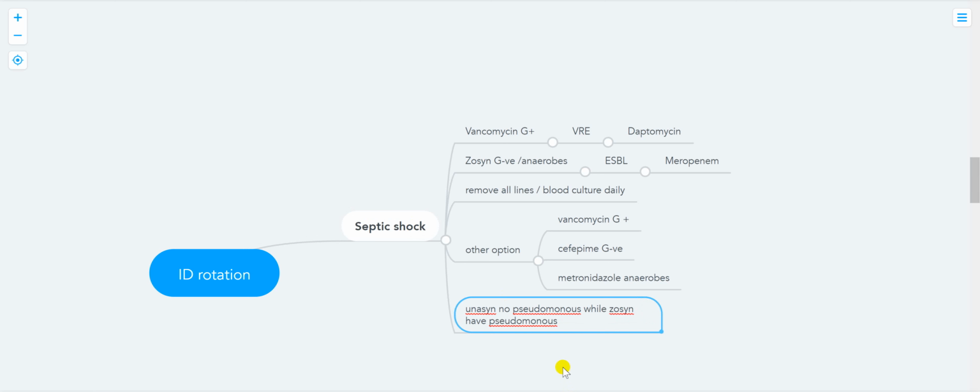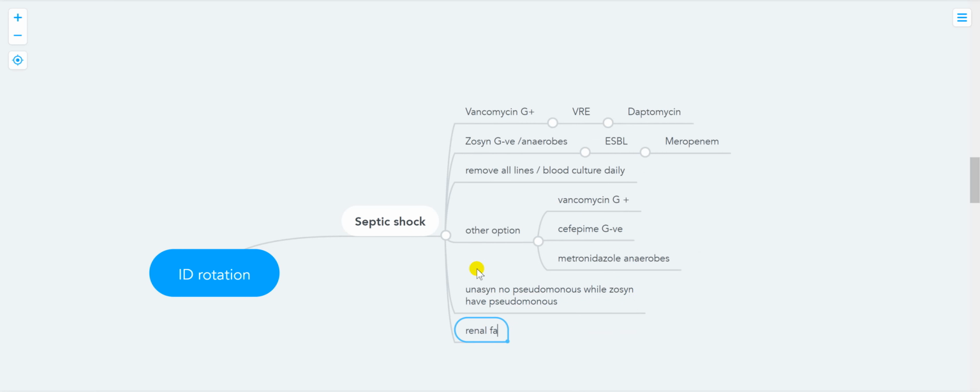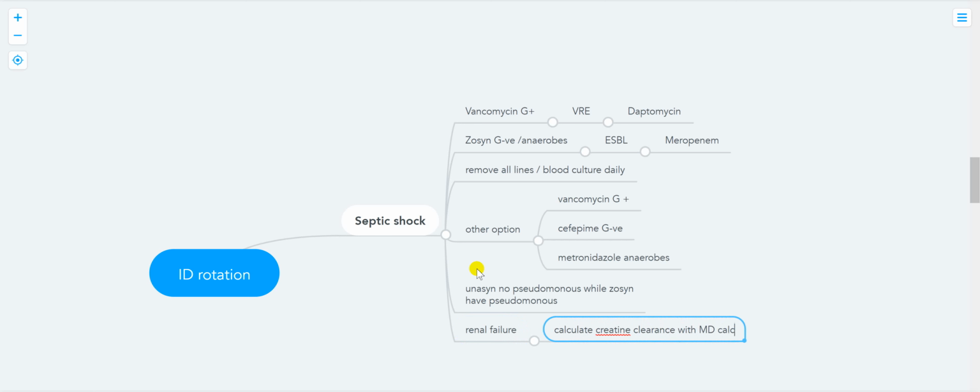Another thing that you gotta pay attention to, if there is a renal failure, you want to calculate the creatinine clearance through MDCalc, and then you go to Hopkins or Medscape to get the correct dose for antibiotics. This is for antibiotics that are renally excreted, like vancomycin, like meropenem.